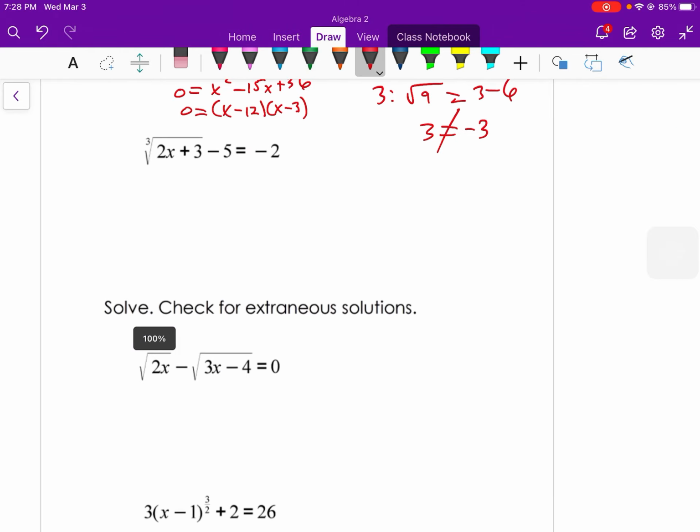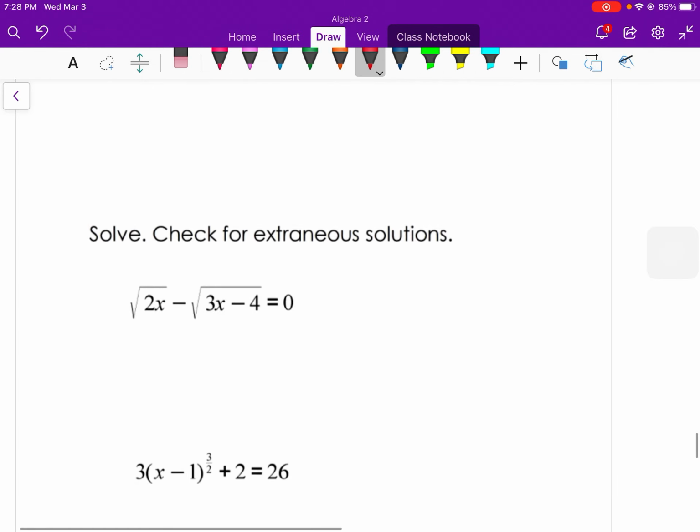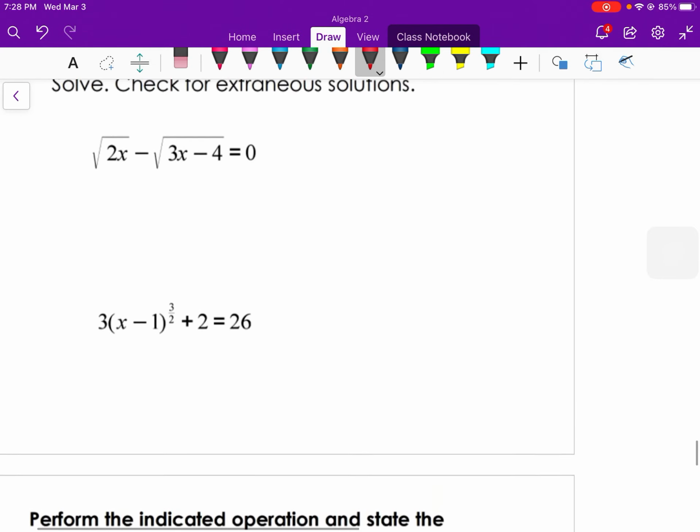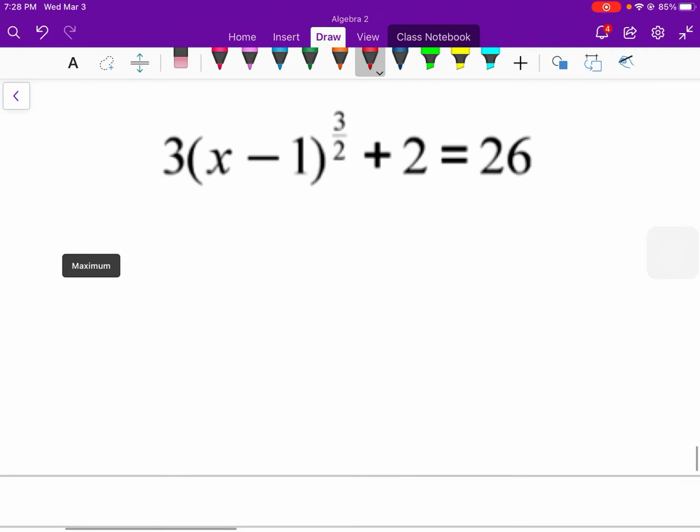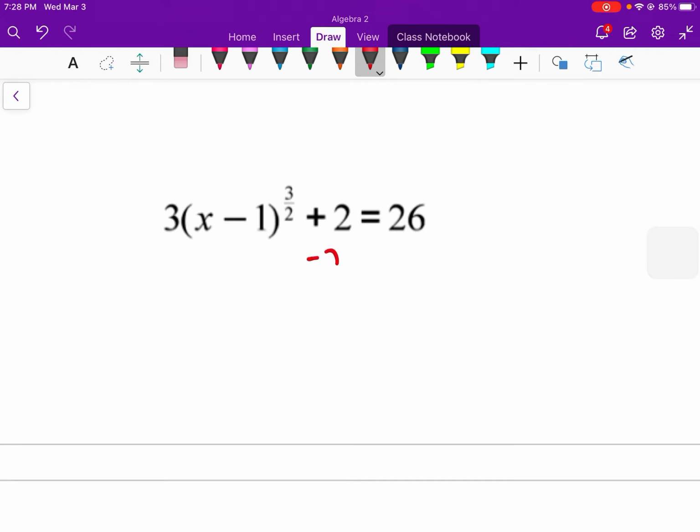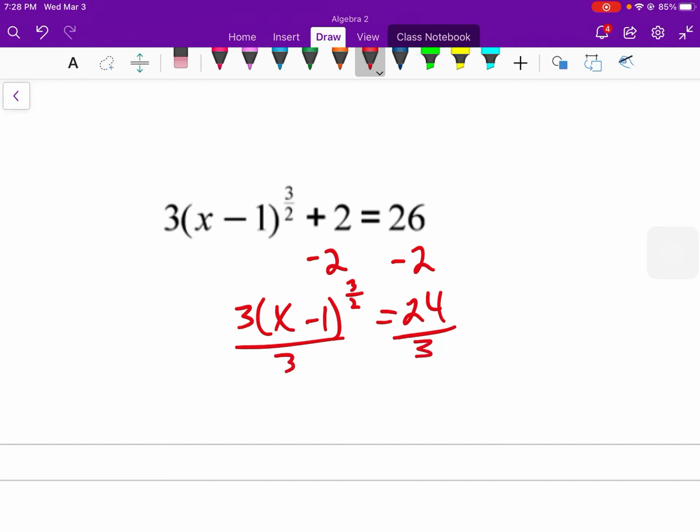Let's do this one. Let's see, how many do we have here? I will do this one here. This looks like a good one. We're going to subtract both sides by 2. That's my first operation we're going to want to do. So we have 3 times x minus 1 to the 3/2 power equals 24. Then we're going to want to divide both sides by 3. So x minus 1 equals 8.